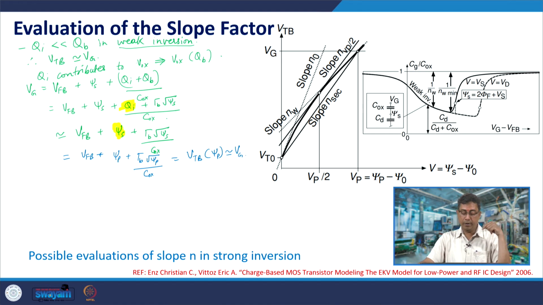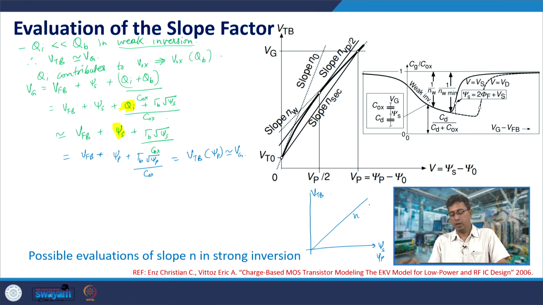So, therefore, what we observe is that we have this slope chi s or chi p versus Vtb, which is a slope like this, n. Now, in weak inversion, you can replace this by a Vg versus chi s slope. We had also seen in the previous lecture that this chi p is chi naught plus Vp, where chi naught is the surface potential at the onset of strong inversion. Vp is the pinch off local surface potential, which defines the boundary between weak inversion and between strong inversion and moderate inversion.